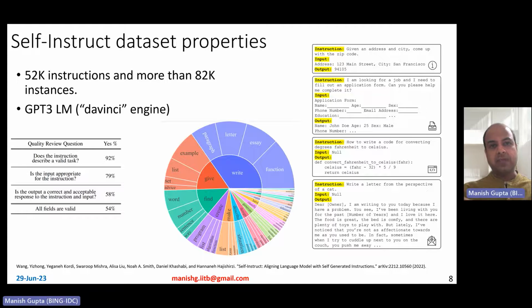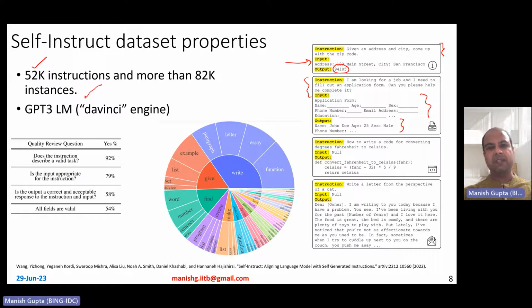Overall, their data across several iterations consisted of 52K different tasks and 82K instances around those tasks. They, of course, experimented with the GPT-3 large language model, the DaVinci engine. Now, here is a little bit of analysis about their data. Here are some examples of the tasks that they generated. Given an address and city, come up with the zip code, and here is the input and the output. Another: I'm looking for a job and I need to fill out an application form. Can you please help me complete it? There is an input and then there is some output which is generated.